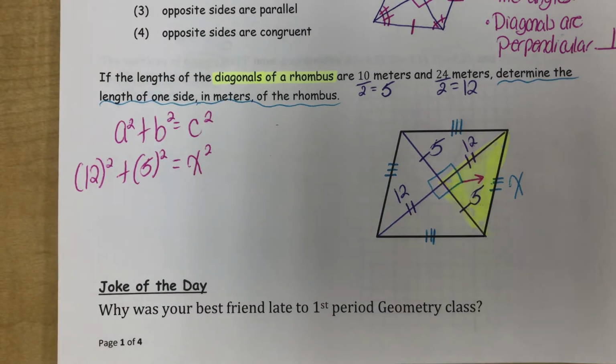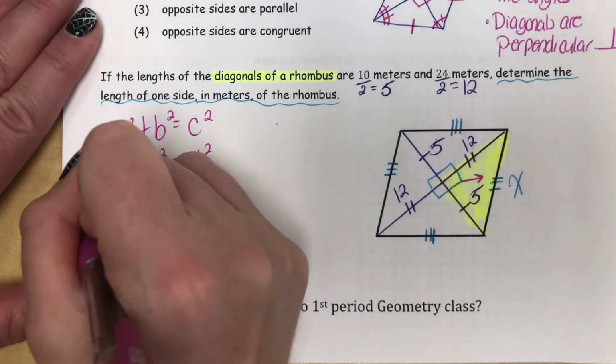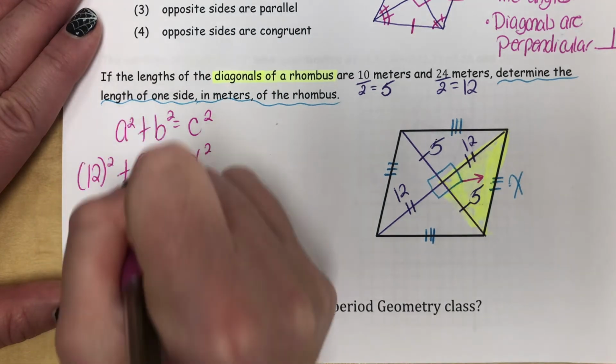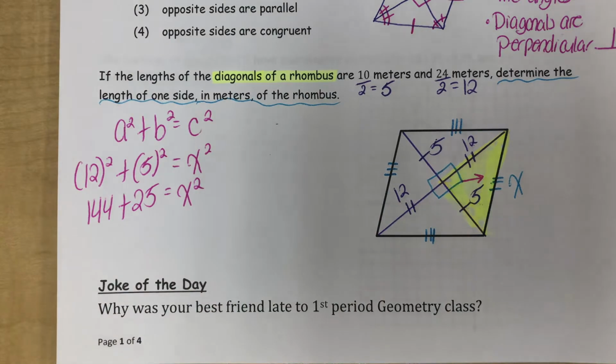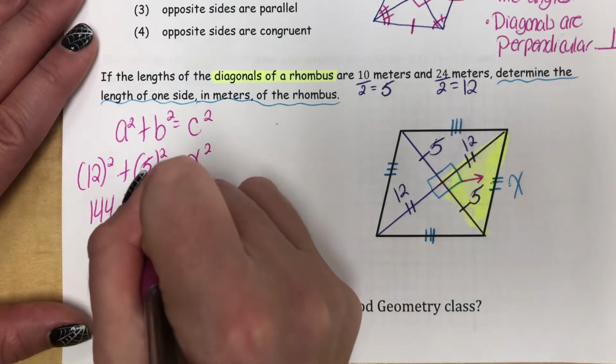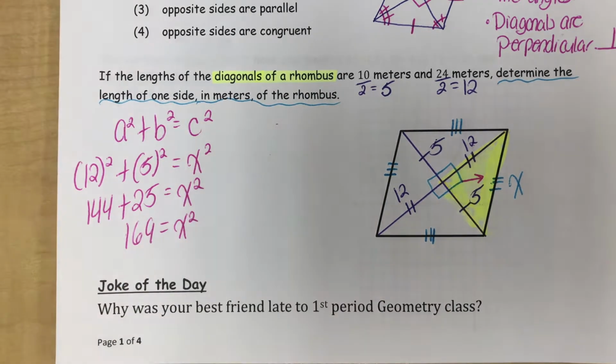All right, I'm going to solve this through. 12 squared, 12 times 12, is 144. 5 squared is 25. And that equals x squared. When I add those together, I get 169 equals x squared.